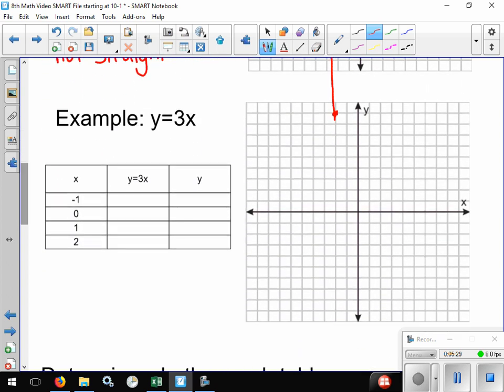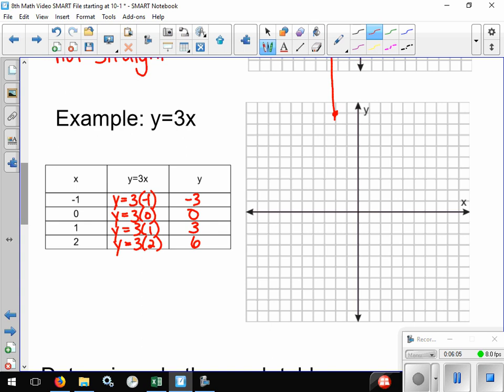Let's try the next one. Okay, so now we're back to something we're more familiar with, just y equals 3 times x. All right, so we have y equals 3 times negative 1, which gives us negative 3. And then y equals 3 times 0, which gives us 0. And then y equals 3 times 1, which gives us 3. And then y equals 3 times 2, which gives us 6. Okay, let's plug them in.